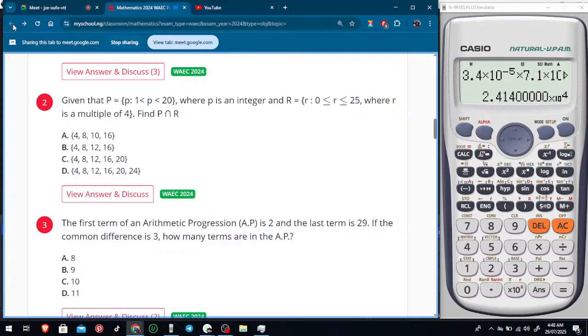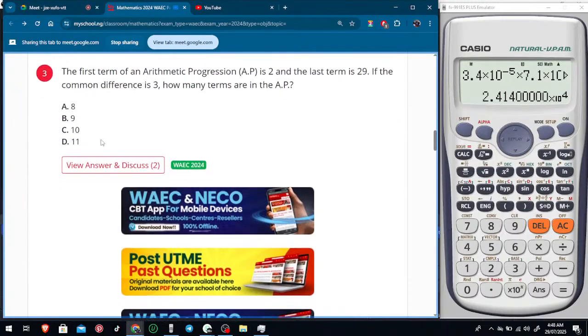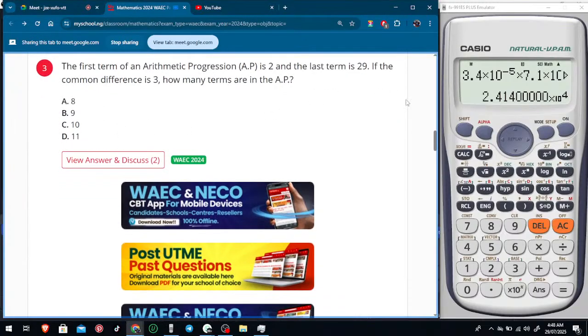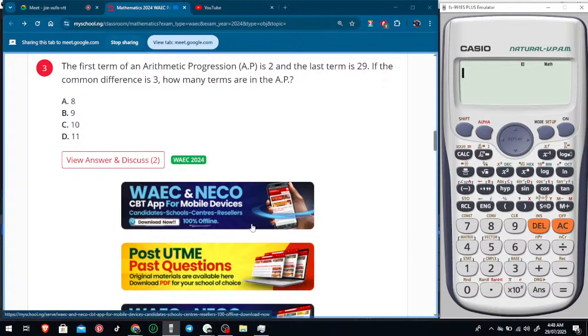And so which one again? Number 3. The first term of an AP is 2 and the last term is 29. If the common difference is 3, how many terms has the AP? Now let's change our calculator to the normal setting. Press shift 9 3 to clear all the setup and press equal to. Then press AC.